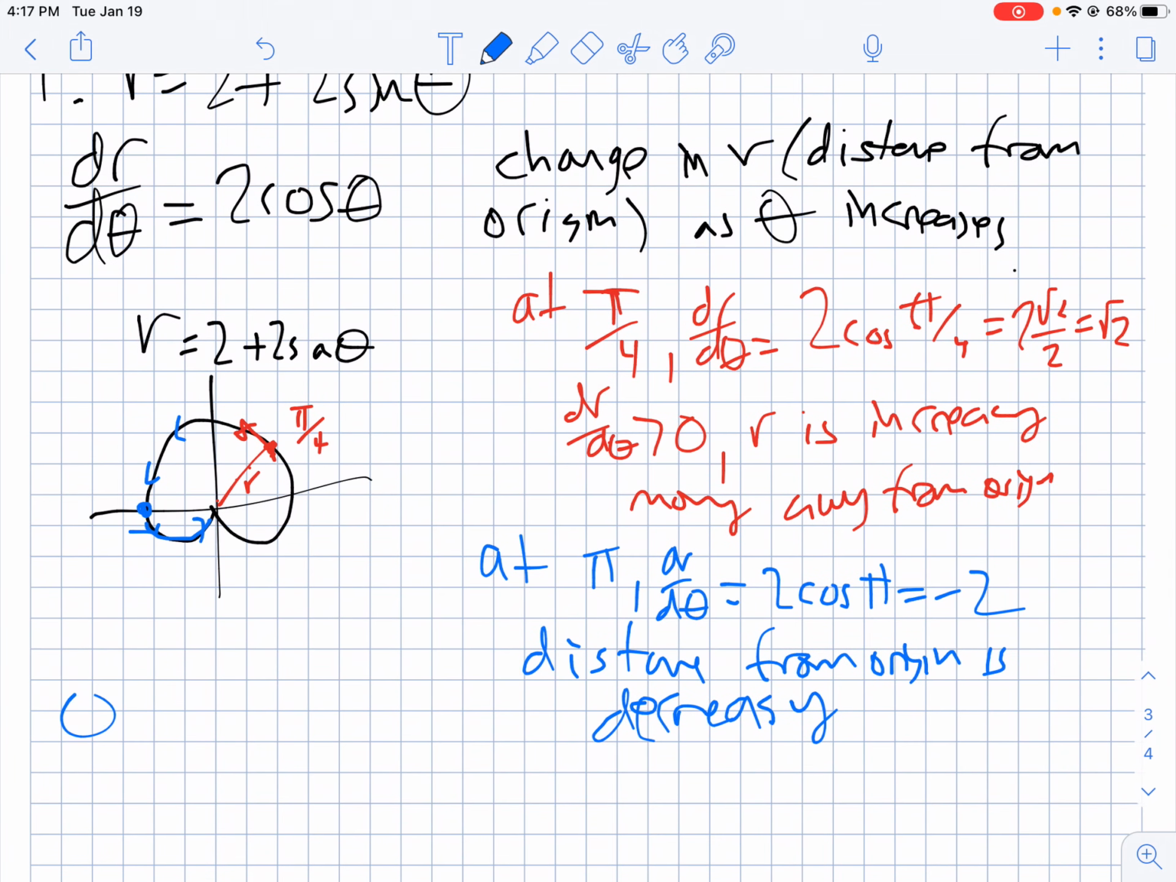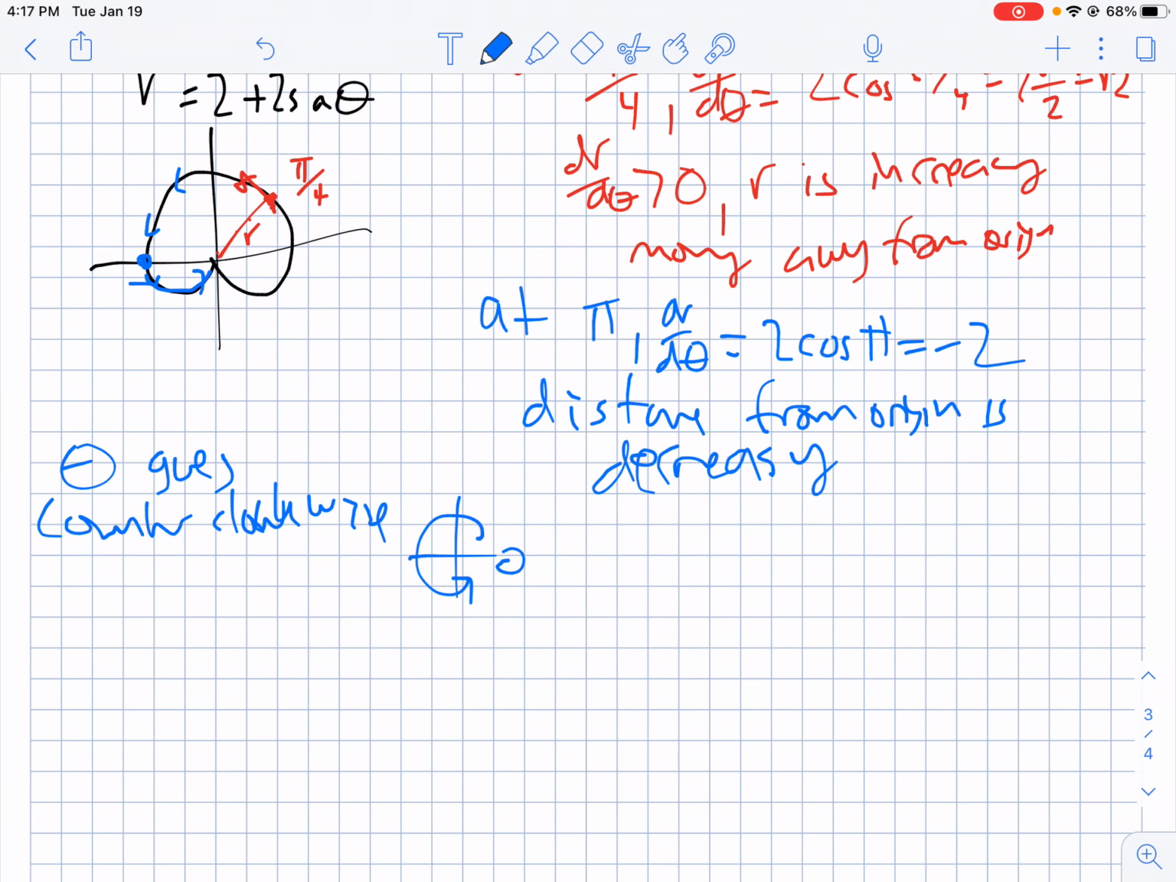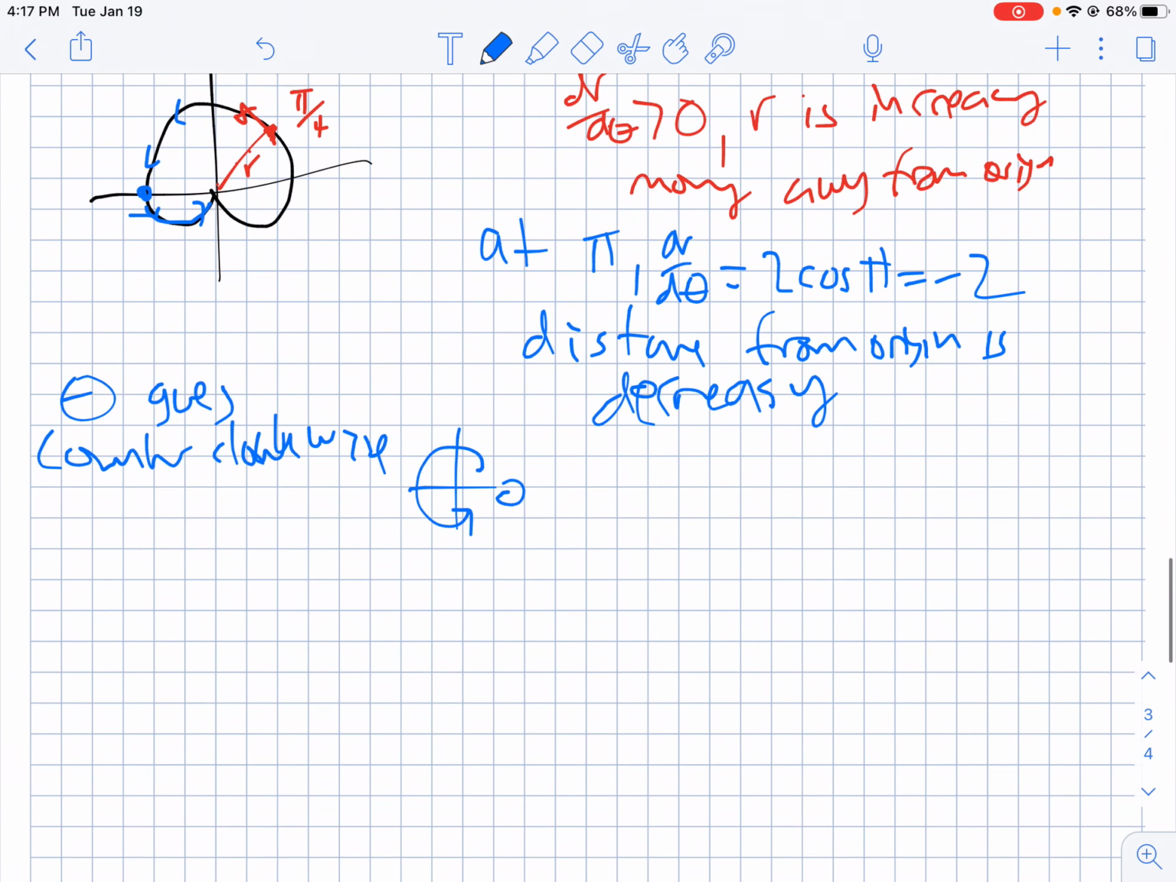And one thing to remember is that theta always goes counterclockwise. Just thinking about how we're measuring angles, we're always starting at 0 and then going around in the counterclockwise direction. Okay, so let's talk about some other ones. Some other ones are dx d theta and dy d theta. So those are the next derivatives that we're going to begin with.